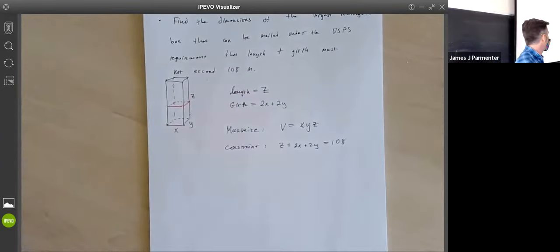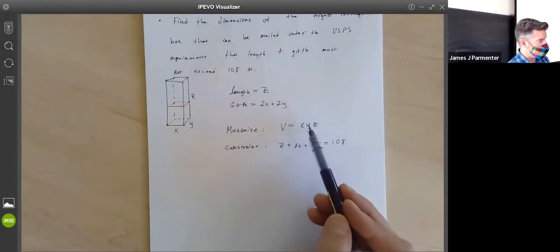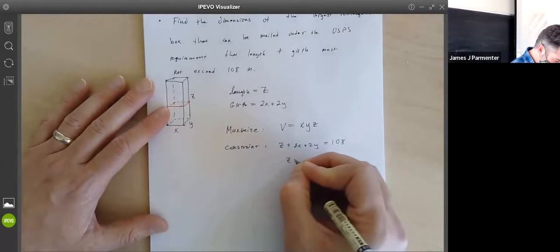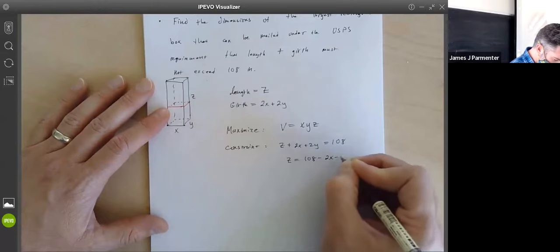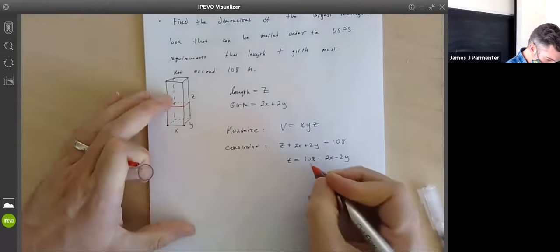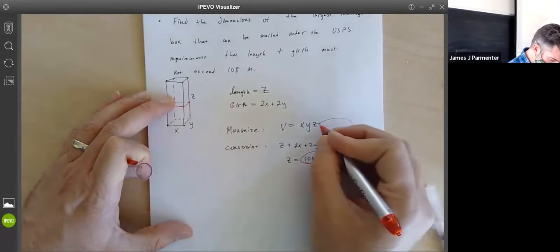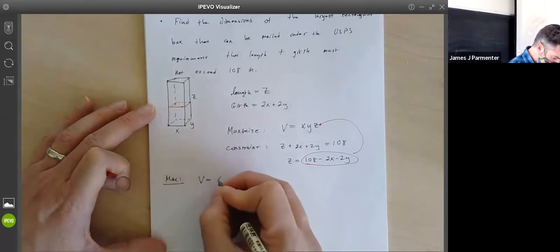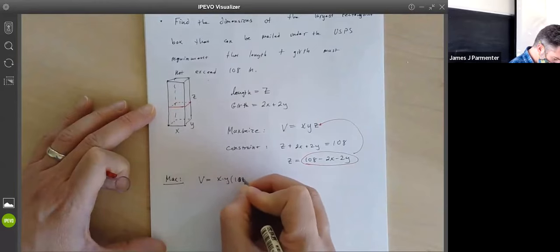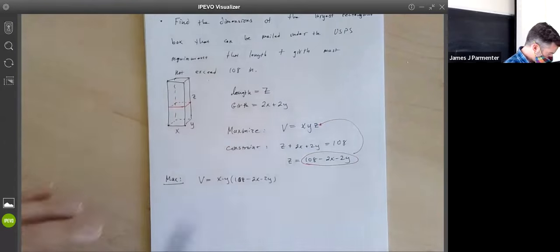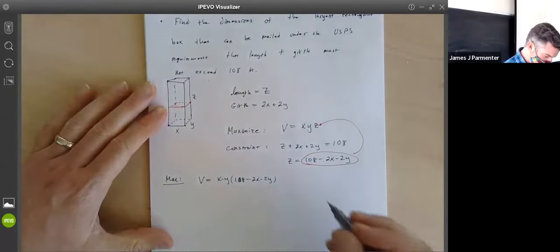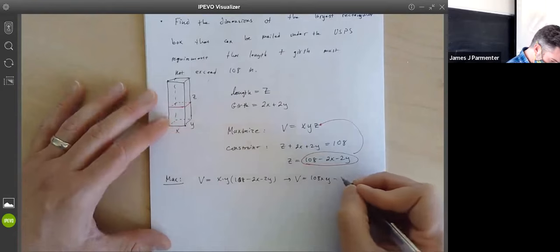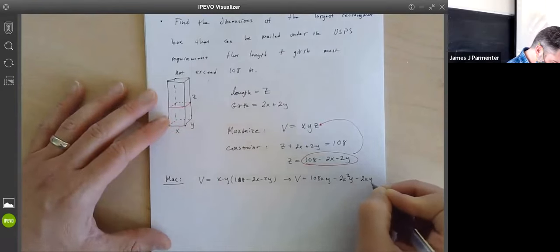Just like last time, we're going to take this function of three variables that we want to maximize and use our constraint to eliminate one of the variables. We'll solve for z. z is 108 minus 2x minus 2y. And we're going to substitute that in for z in the thing we want to maximize. So we want to maximize volume equal to x times y times (108 minus 2x minus 2y). I think we should multiply it out to make it easier to find all our partials. So V is going to equal 108xy minus 2x squared y minus 2xy squared.